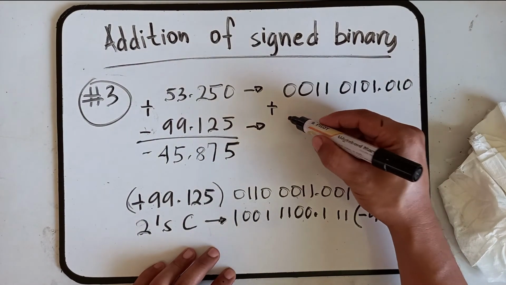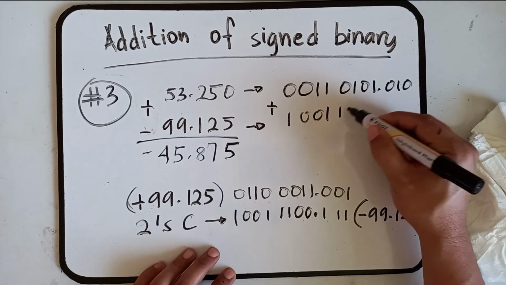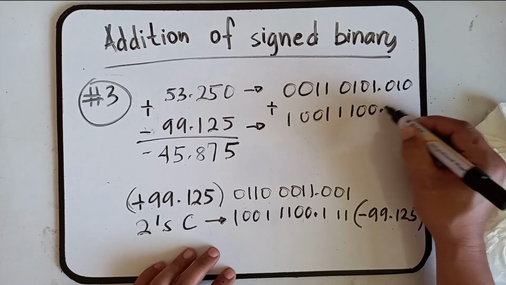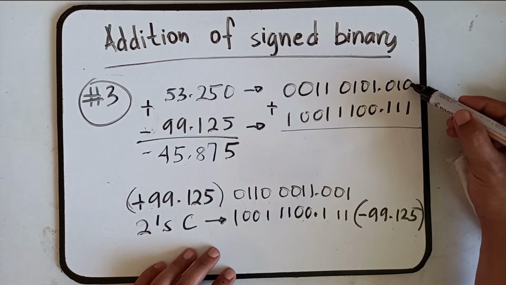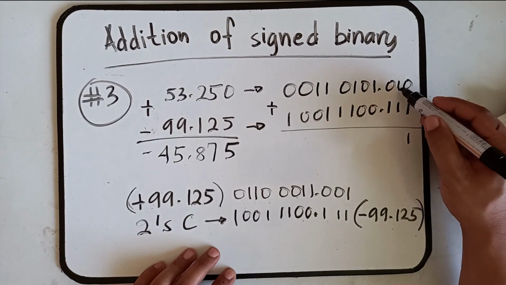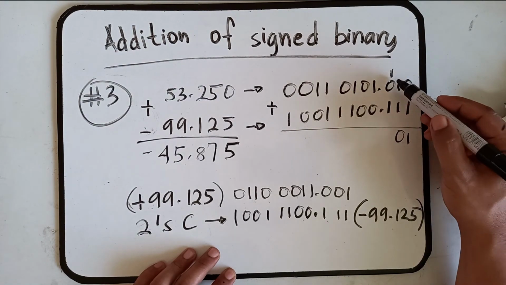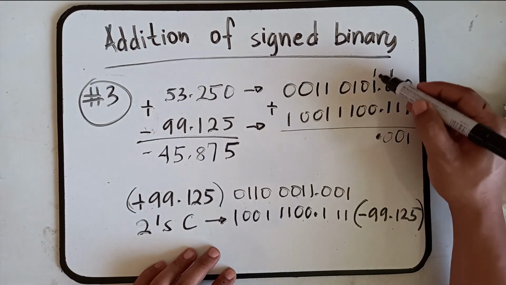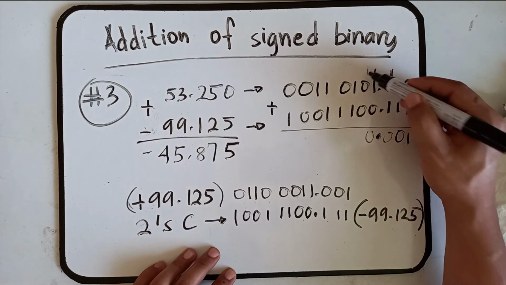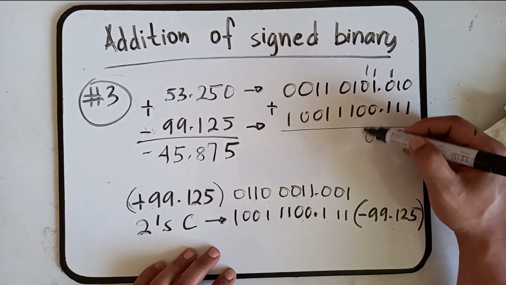So let's copy that at the top. 1, 0, 0, 1, 1, 1, 0, 0.111. There you go. And then let's add 0 plus 1, this is 1, 1 plus 1, this is 0, carry 1, and then 1 plus 0 plus 1, this is 0, carry 1. We maintain the radix point. 1 plus 1 plus 0, this is 0, carry 1, and then we drop 1 because all the bits here on this column are all zeros, so we just drop the 1 here.